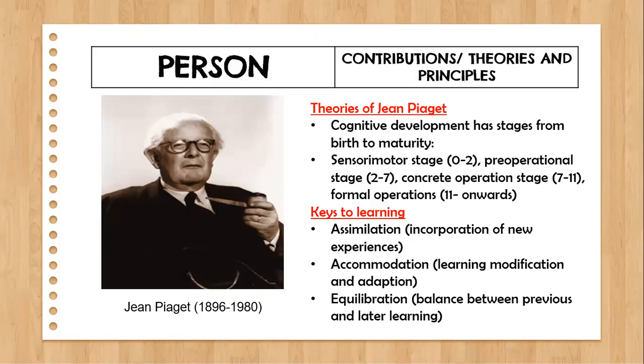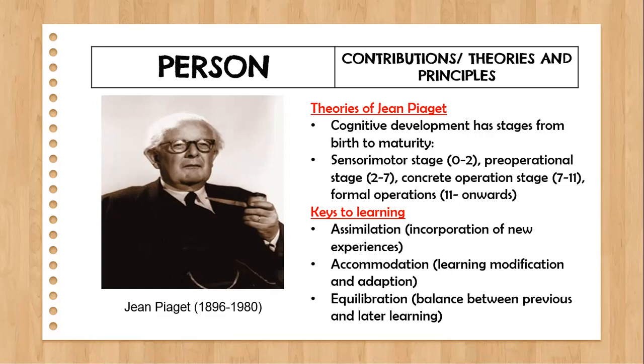Next is Jean Piaget, the very famous person behind the knowledge we enjoy today, what we learn while we are young or while we are in the field of teaching. So, yes, the theories of Jean Piaget. Cognitive development has stages from birth to maturity. He stated that cognitive development, the development of our minds on how we think critically, has stages that start from birth to maturity. The sensorimotor stage starts from birth until 2 years old. I believe you have already discussed this in your child development class.